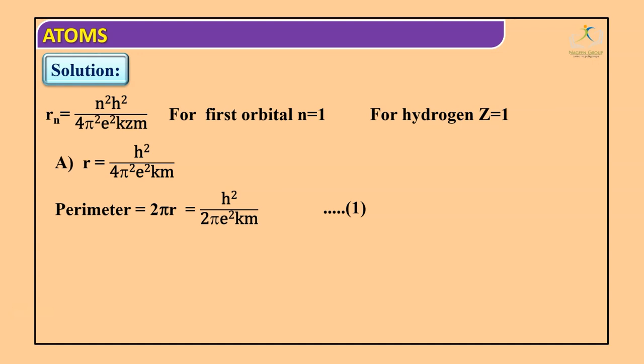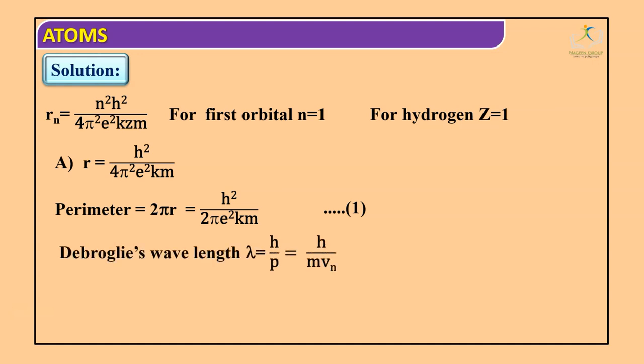And for a hydrogen atom, we know that R is equal to h square by 4 pi square e square k m z, and if n is equal to 1, z is equal to 1. So R is equal to h square by 4 pi square e square k m. And the perimeter is 2 pi r, so according to that, h square by 2 pi e square k m.